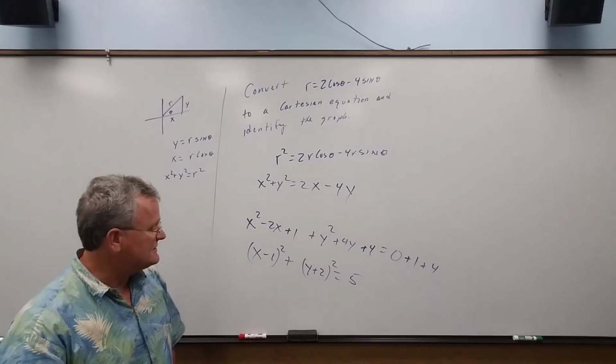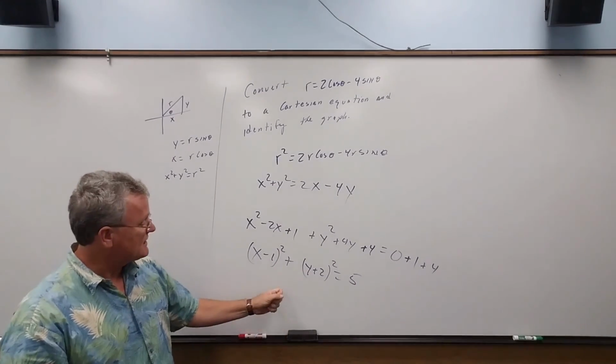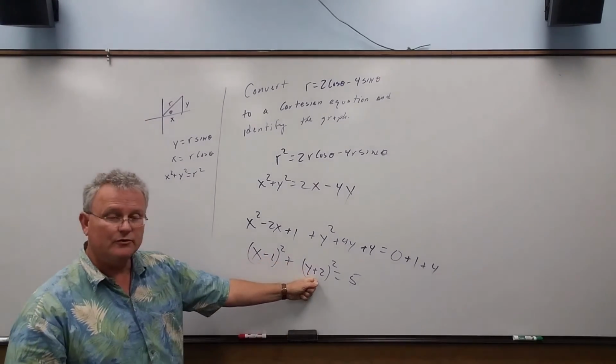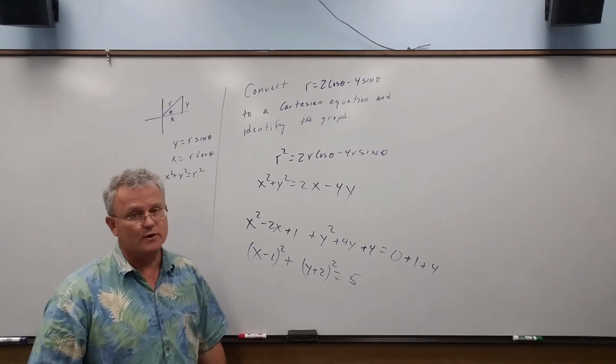So we can now see this is a circle centered at (1, -2), and the radius is the square root of 5.